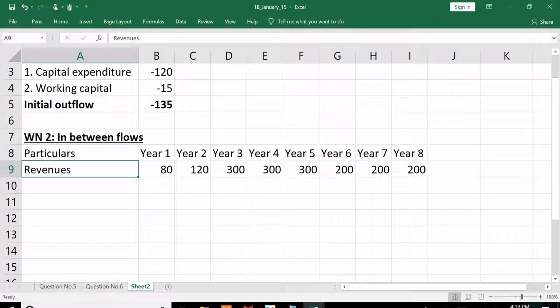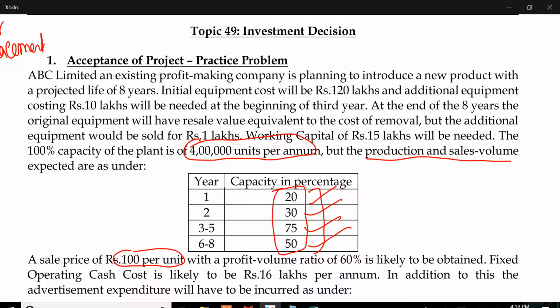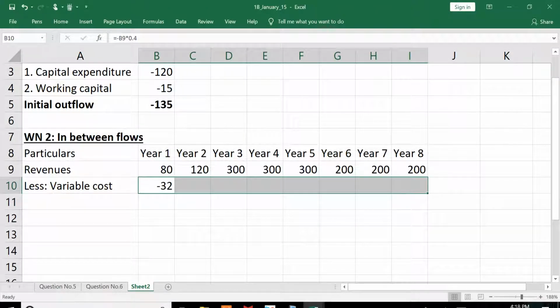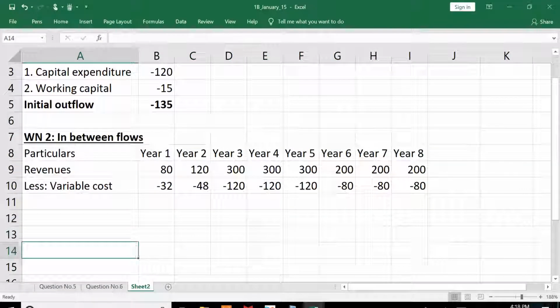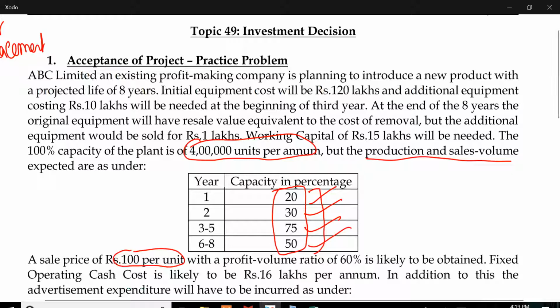Revenues is done. Less, what are the expenses you are able to see? There's a profit volume ratio given, which means there is a variable cost. What is the profit volume ratio? 60%. So variable cost is 40%. Less variable cost. Revenues less variable cost, variable cost is 40%.